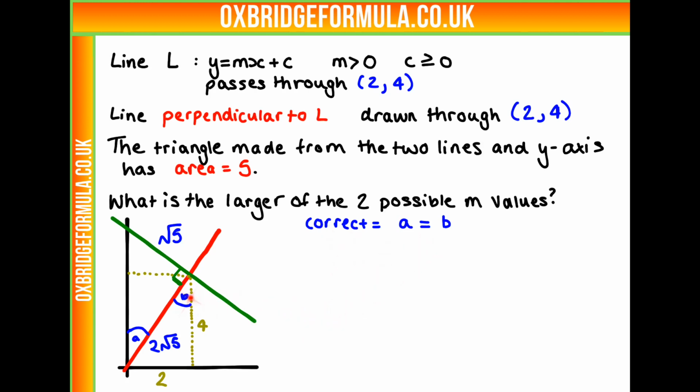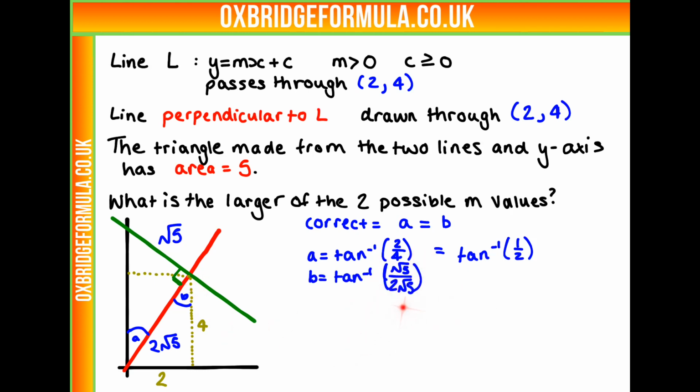If we start with A, how can we work out this angle? Well, we can use trigonometry. We know our opposite and our adjacent sides are going to be 2 and 4. So if we do tan minus 1 of 2 over 4, that's going to give us A. So A equals tan minus 1 of a half. And if we do the same for B, again, we can use the tan function of root 5 over 2 root 5, which again is going to equal a half. And because we know these are the same, this little diagram we've drawn is correct.